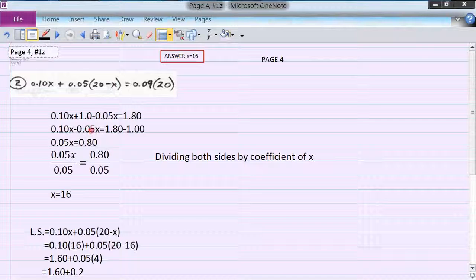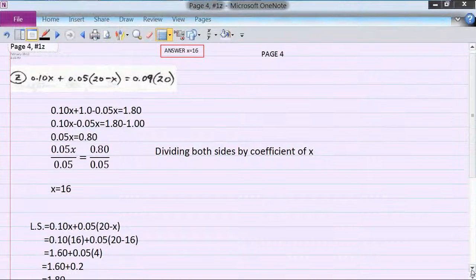Now, if I add these two terms, I get 0.05x. If I add these two terms, I get 0.80. Divide the left side by 0.05. Divide the right side by 0.05. And x comes out to be equal to 16 as the solution to this problem.